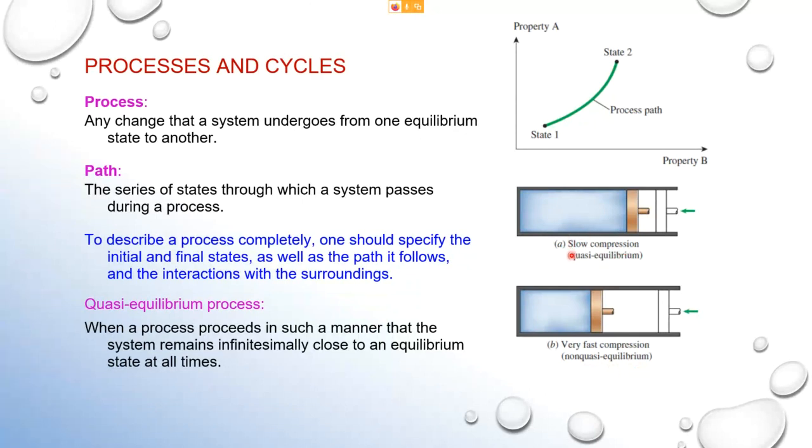But if it is moving slowly forward, compressing the system here, the particles will have enough time to redistribute themselves within the system. Therefore, we say the pressure and the temperature are all the same throughout. So we say that after going through the process, the system is still under quasi-equilibrium. Okay?